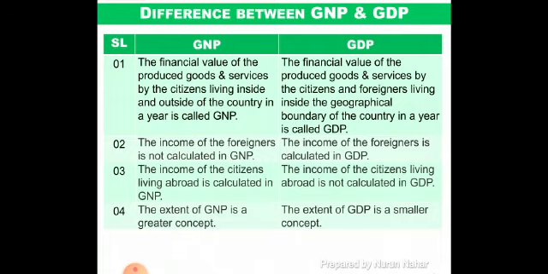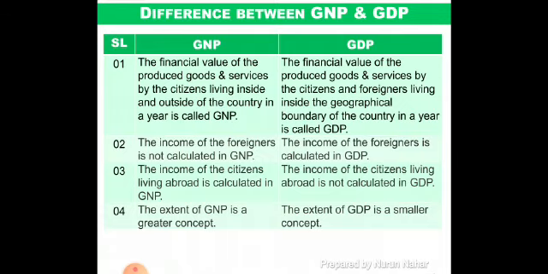So, from the concepts, my dear students, we can easily get the difference between two indicators such as GNP and GDP. Let's see the differences. In the case of GNP, citizens' income will be calculated, especially those who are living inside and outside the country. Citizen is most important over here. In the case of GDP, we have to calculate the total income of the citizens and foreigners, whoever is living inside the geographical boundary of the country. And both of the indicators should be calculated only for one year.